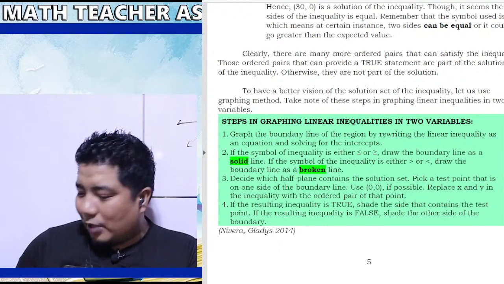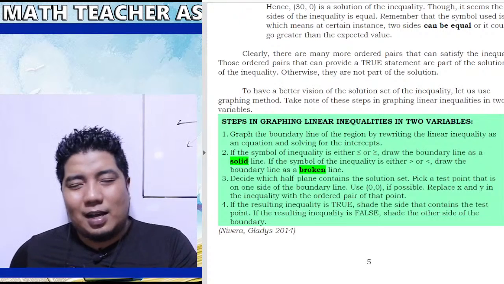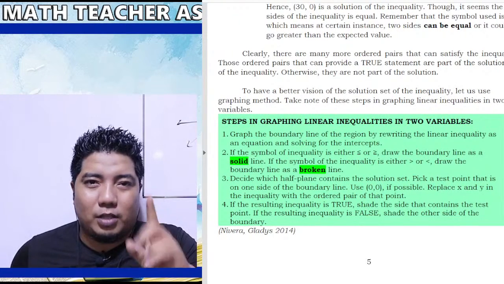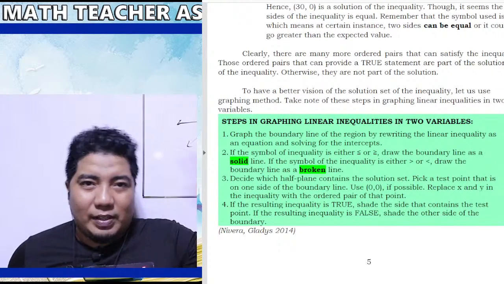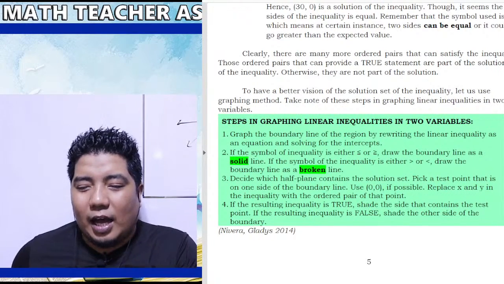Okay. So, technically, sinasabi dito na you don't need to test 2 points, but you just need to test one side of the boundary. If it satisfies, then shade that side. If it doesn't, shade the other part.